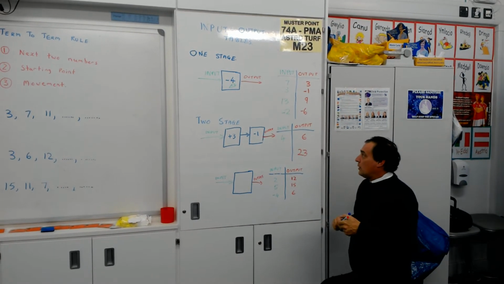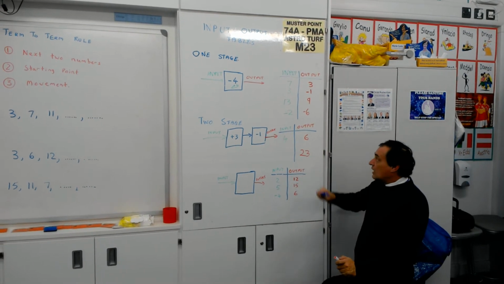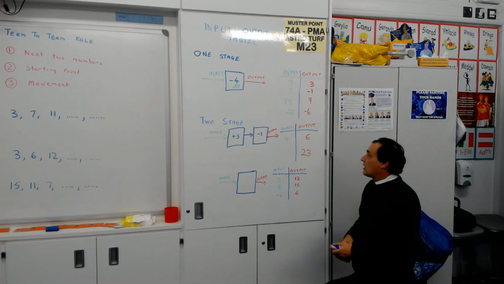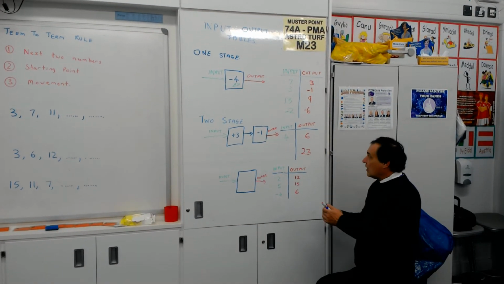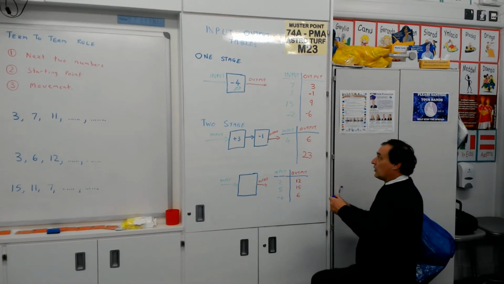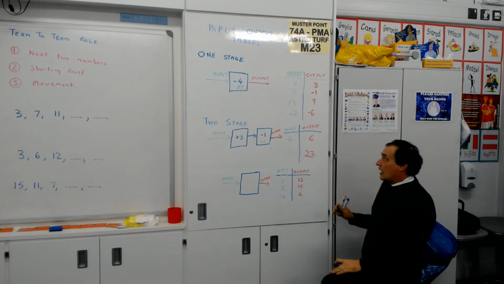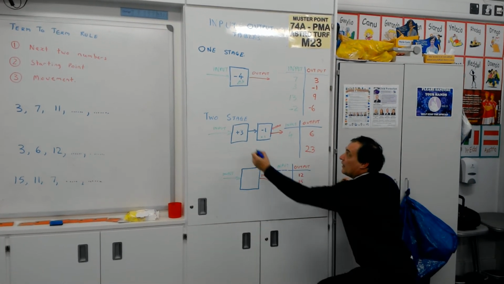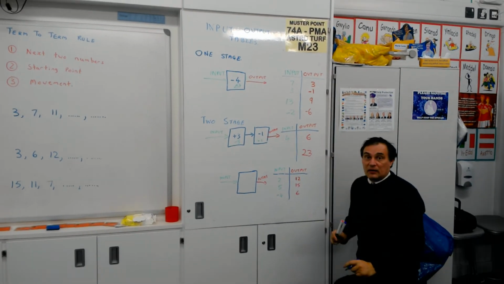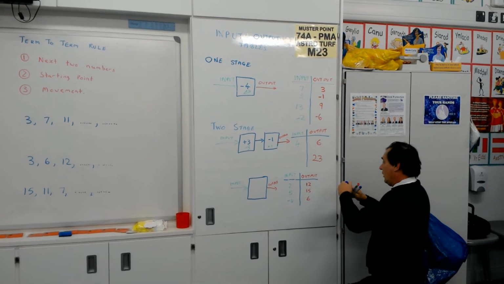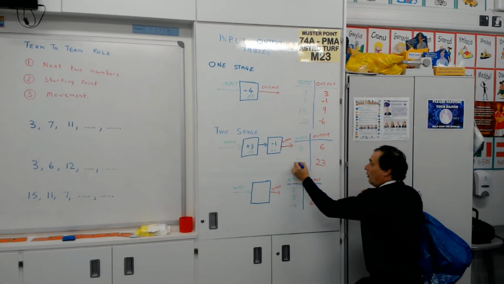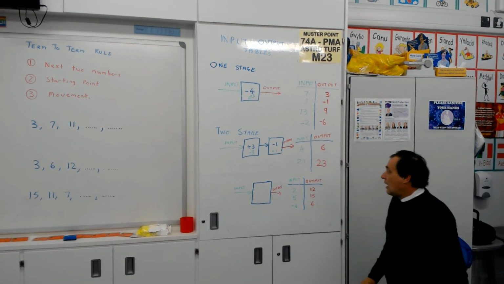The output table here, if I've got 23 coming out, I'm going to take away the 1, so that means I'm going to have to add the 1 going in. So adding 1, that puts me on to 24, and then taking the 3 then takes us back down to 21. So I end up with an input of 21.